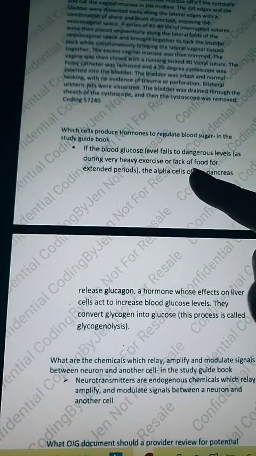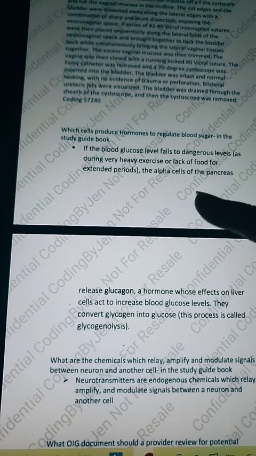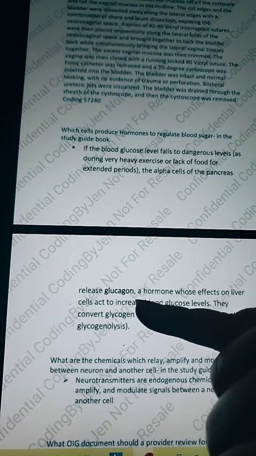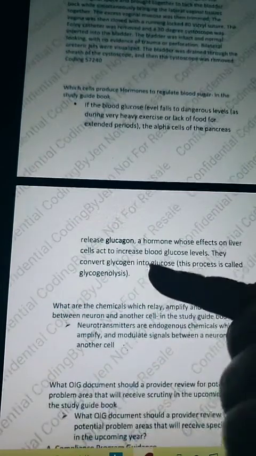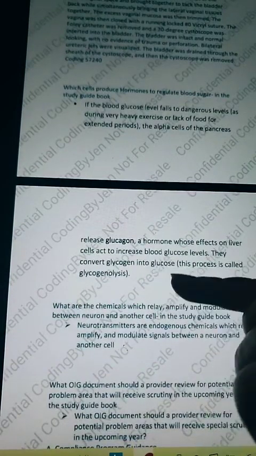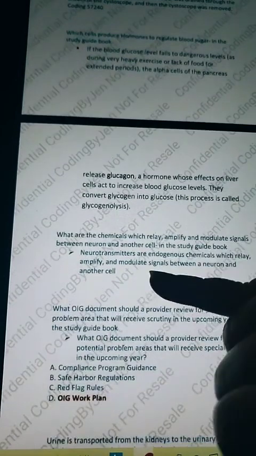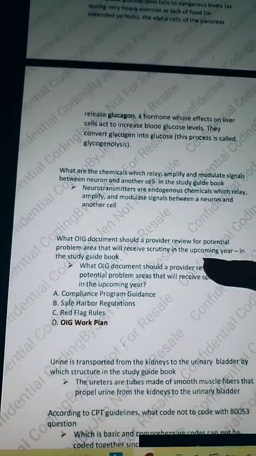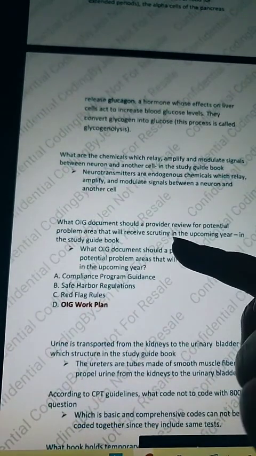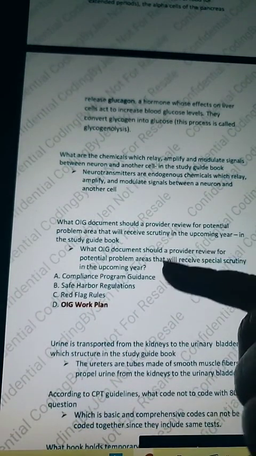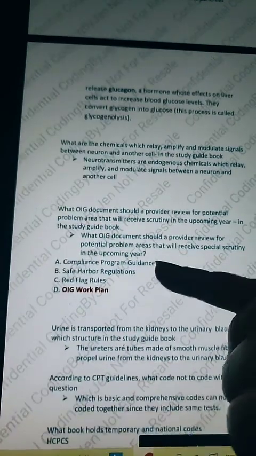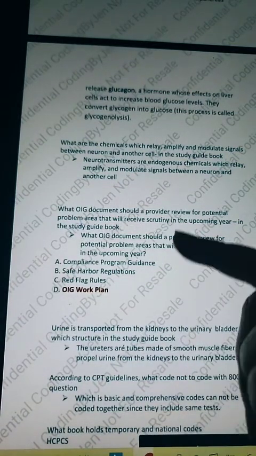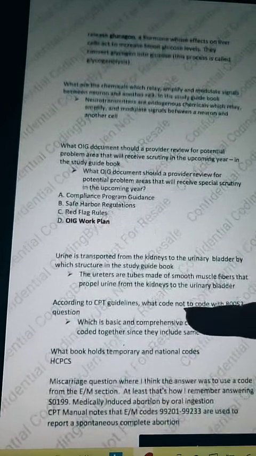Which hormones regulate blood sugar, glucose? Be sure you understand glucagon is one of your hormones, along with the ones that help you produce insulin. Be sure you know that, and know what neurotransmitters do and their signals. We've got the OIG, right up my alley for medical auditing. Be sure you understand what the work plan is, why we do it, how often we do it, that kind of stuff.